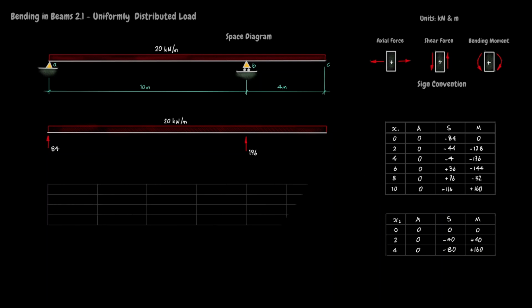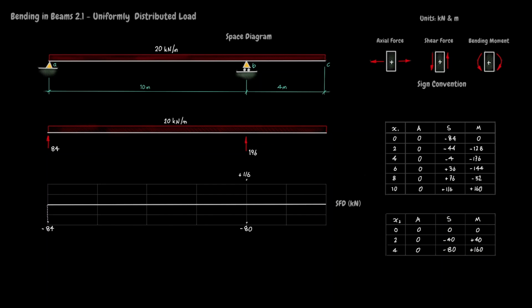Draw a grid to facilitate drawing the shear force diagram. The vertical scale is minus 100 kilonewtons to plus 100 kilonewtons. Now draw the structure to form a baseline for the diagram. The tabulated results for shear show that shear force is minus 84 kilonewtons at A, plus 116 kilonewtons just to the left of B, minus 80 kilonewtons just to the right of B, and 0 at C.